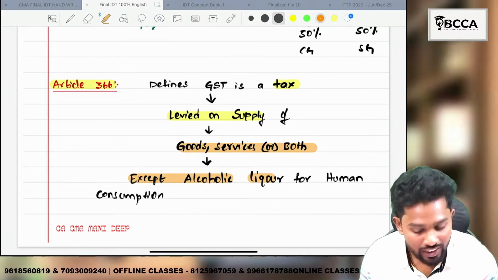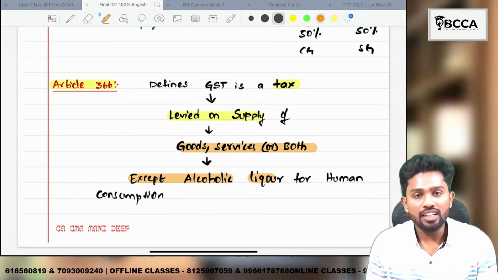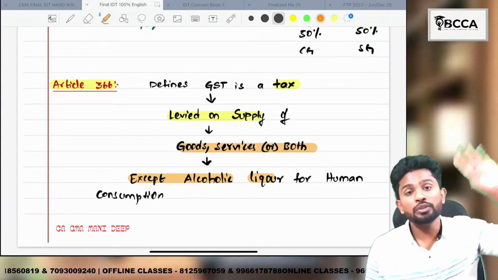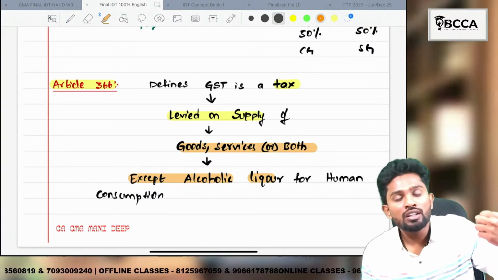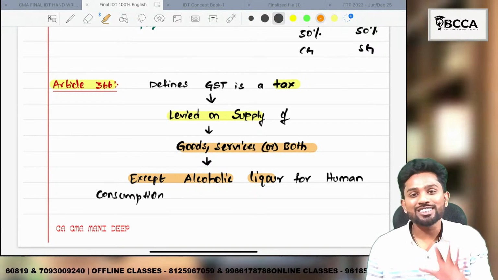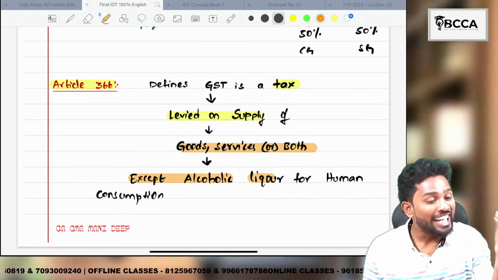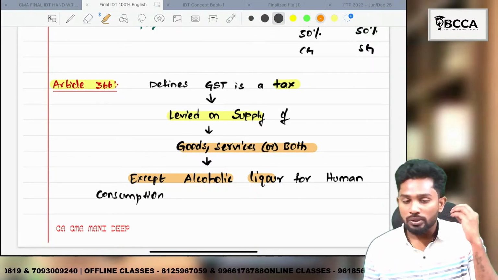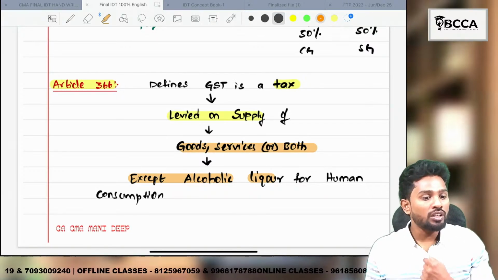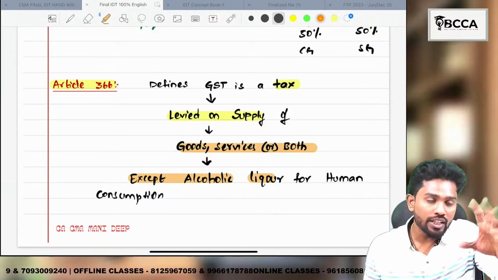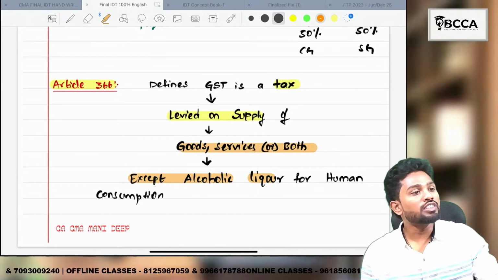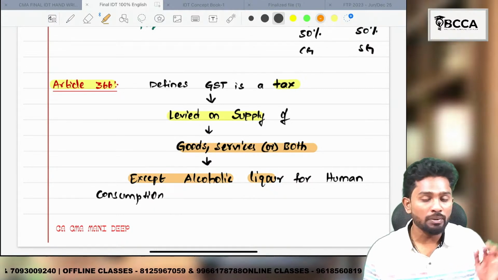Sir, I have specifically said, I didn't just say alcohol. We said alcoholic liquor for human consumption. So does that mean alcohol other than for humans, will the animals consume it? No, it's not that way. There will be alcohol for industrial consumption as well, to produce certain chemicals, sanitizers like that. For industrial consumption, alcohol is taxable under GST and covered under the scope of GST. But if it is for human consumption, then it is not under the scope of GST.